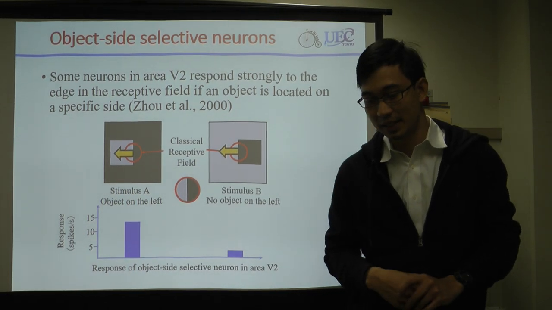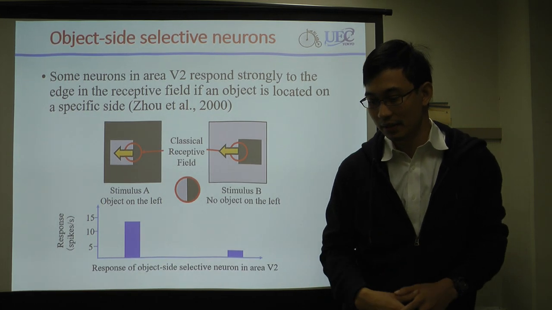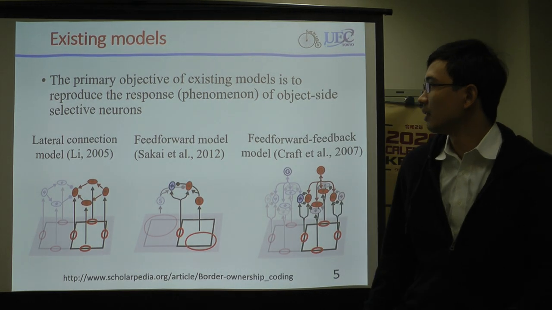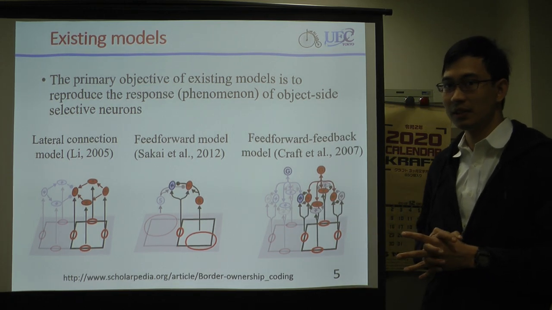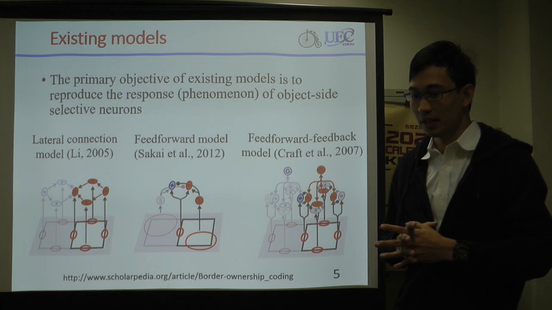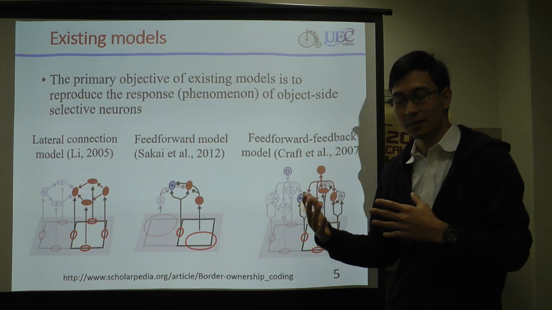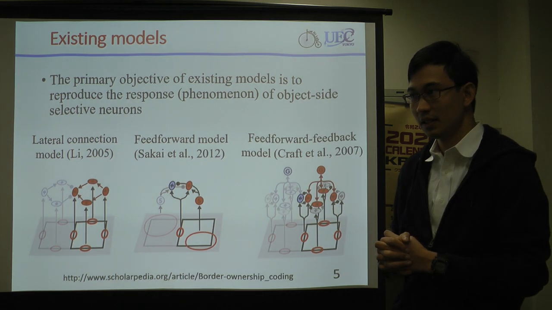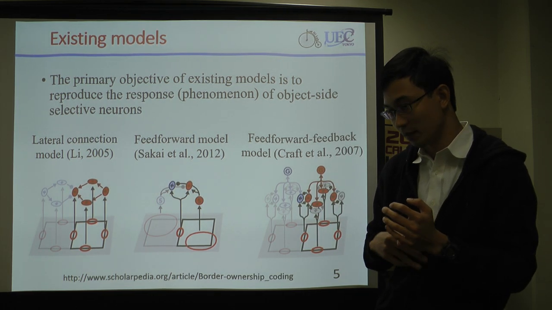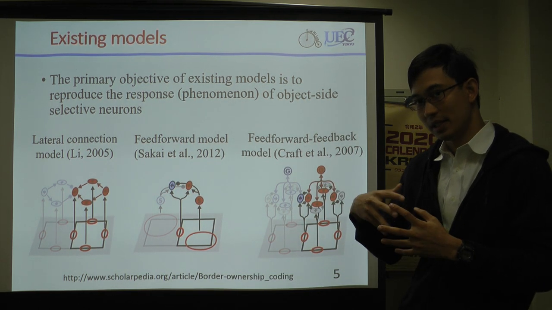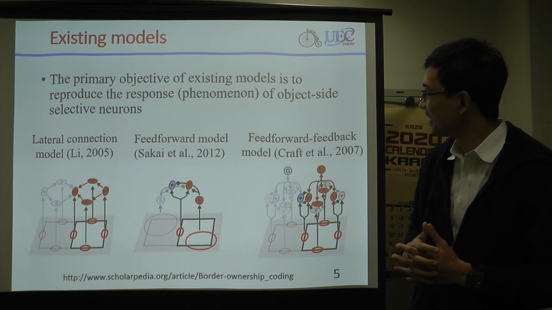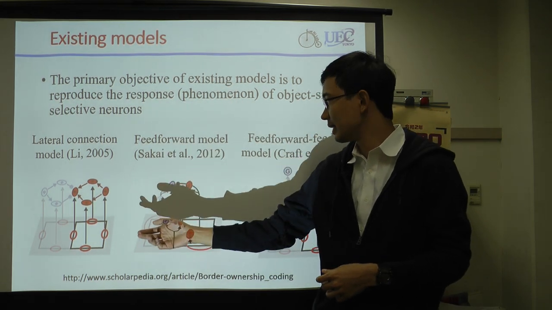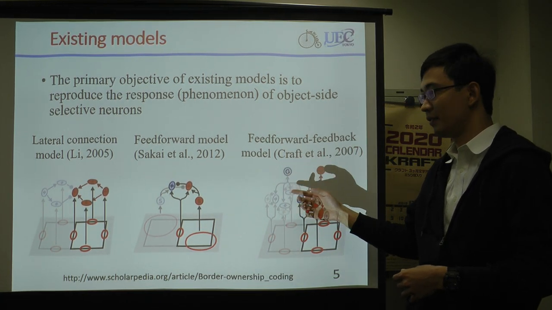Now there are several models that have been presented to date to try to reproduce the response of these neurons. The primary objective of these existing models is to reproduce the phenomenon, or the response, of these object side selective neurons. And you can group them into three different groups according to the kind of neural connections they hypothesized: first, lateral connections, second, feedforward, and third, feedback.